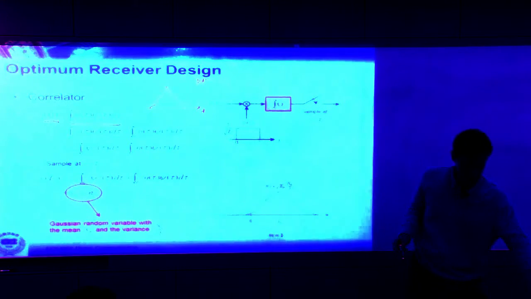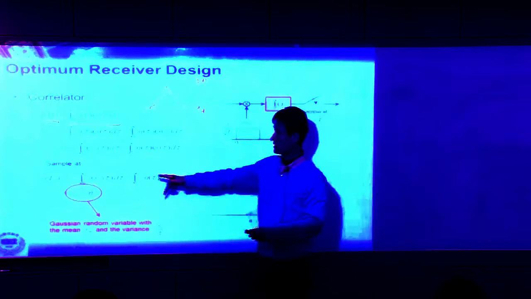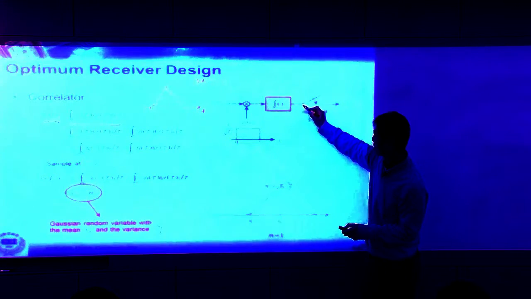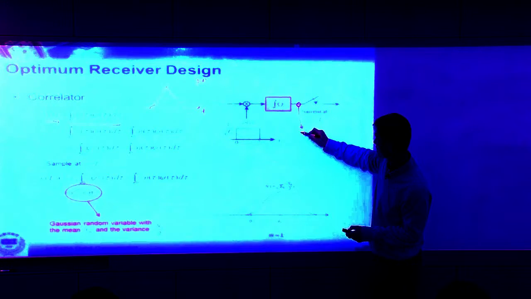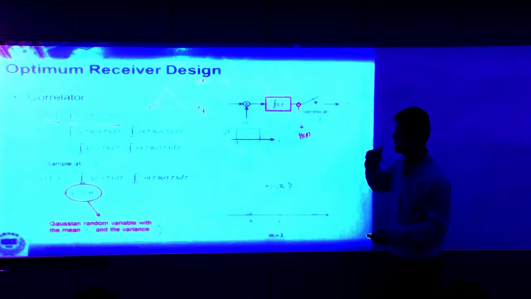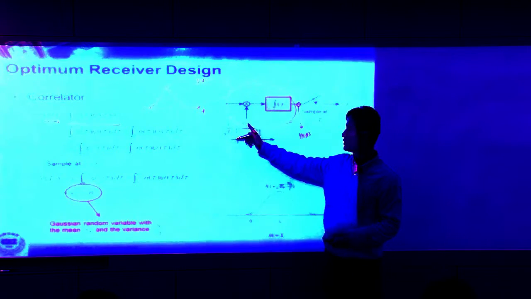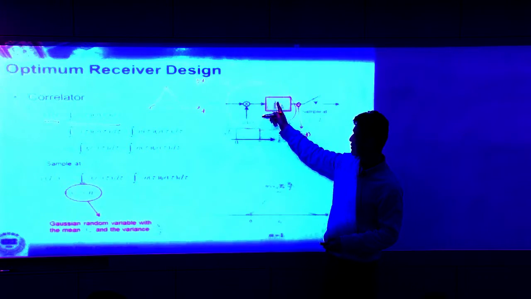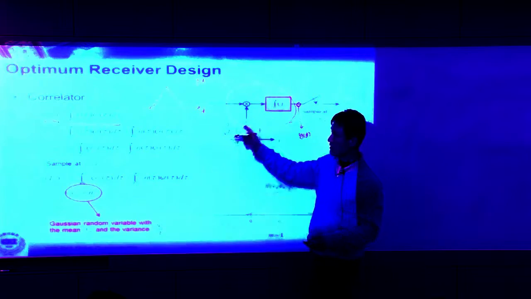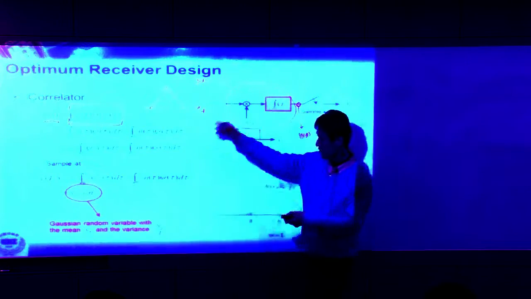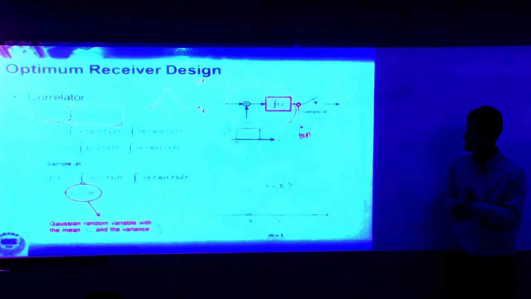Okay? This y(t) here is here. That's y(t). So this is a block diagram. You have two inputs, and based on that you do integration. Mathematically, this is the equation. So these two are basically the same thing.